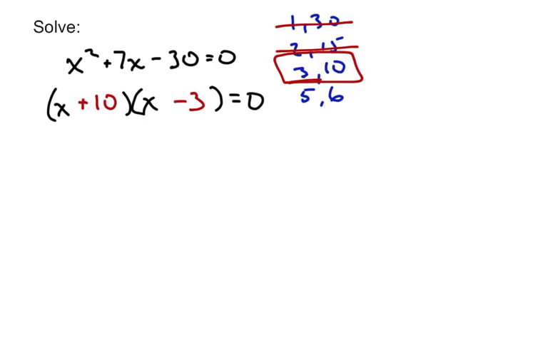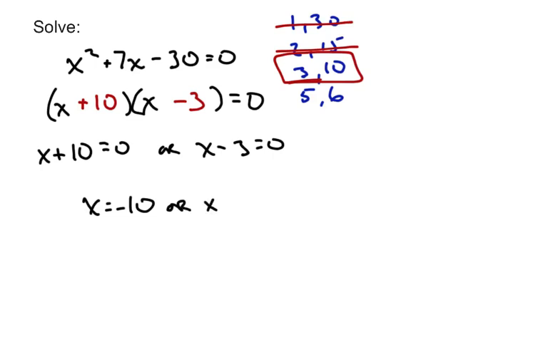So there, it's factored. Once it's factored, and the product of those two factors equals 0, we could say either x plus 10 equals 0, or x minus 3 equals 0. Now solve each of those. X equals negative 10, or x equals 3.